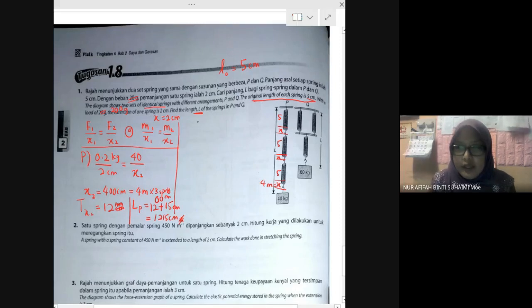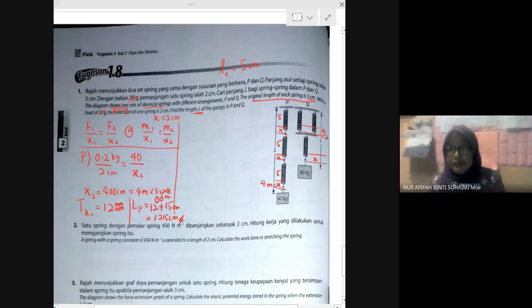For Q. Okay, this one settle. For P settle. Now we look at Q. Okay. Q ni macam nampak macam complicated sebab we have combination of parallel and series. We have single spring here which is X. Okay, X. And then dia punya for double, X over 2. Okay, X over 2.